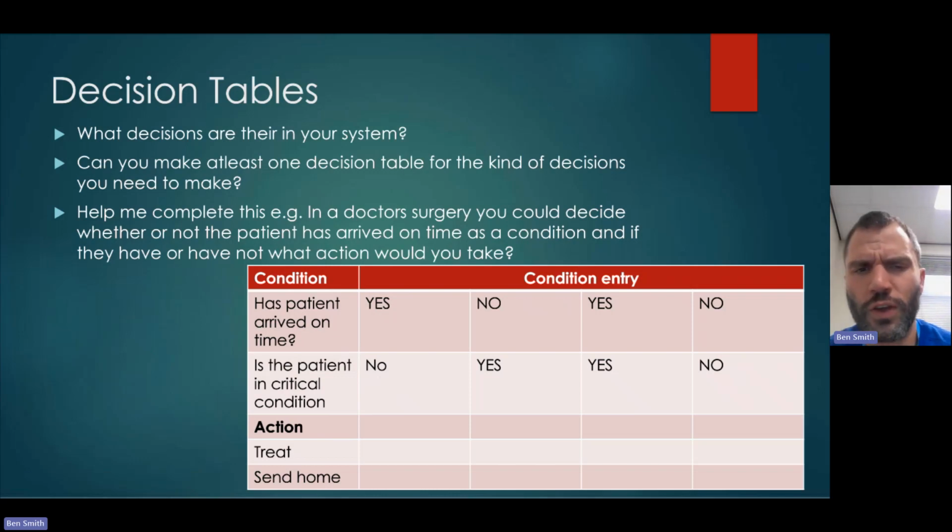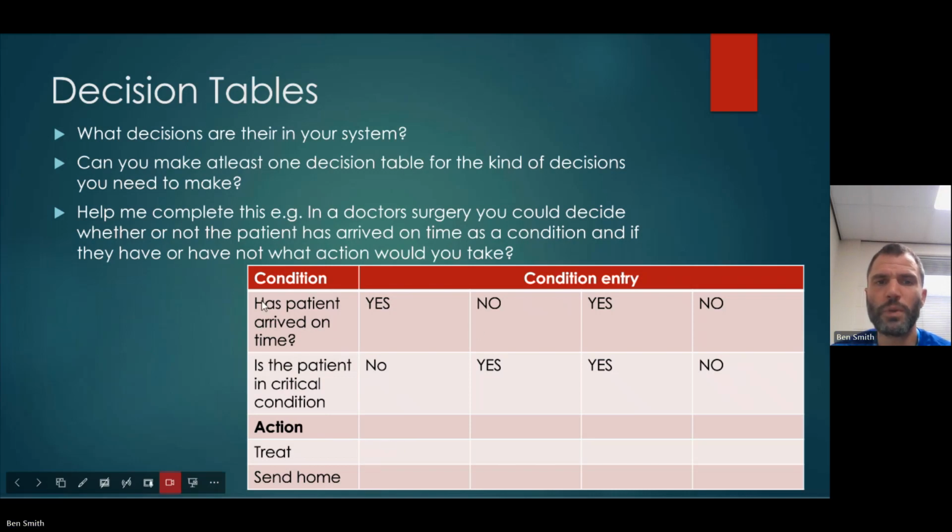The patient has arrived on time, the first one, but they're not in critical condition. So do they still get their appointment? Yeah, I'd treat them. I wouldn't send them home. So I put an X here and a dot here. But if they've not arrived on time, and they are in critical condition, well, I'd still treat them because they're in critical condition. It's not their fault. If they're both, they definitely get treated. So an X here and a dot here. They haven't arrived on time, they're not in critical condition, then they get sent home because they've missed their appointment.